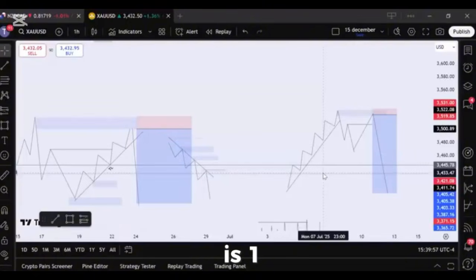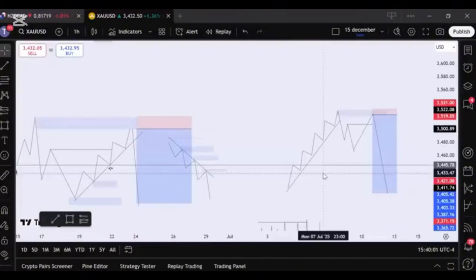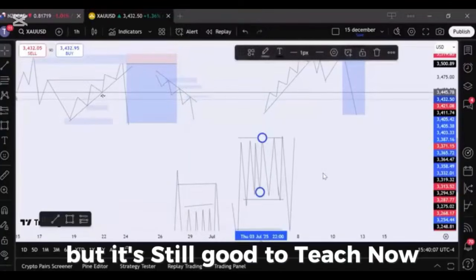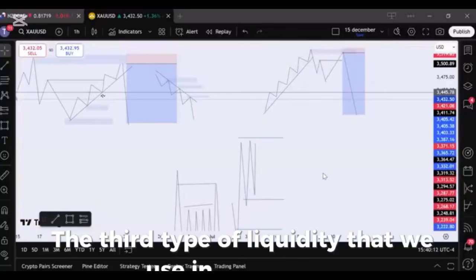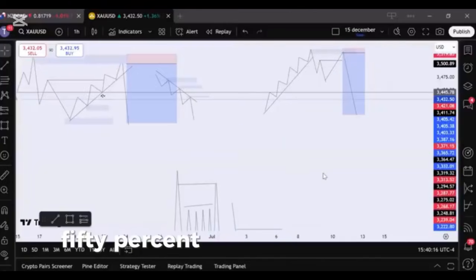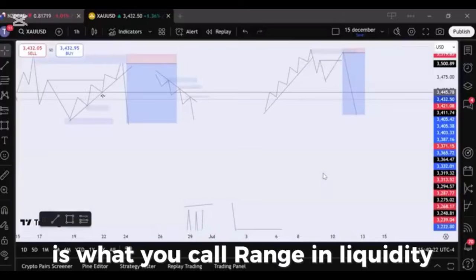So that is the second type of liquidity that we have in the market. I would say you should see it 2% of the time. I've not seen it in 2 years, like I said, but it's still good to teach. Now, after that, the third type of liquidity that we use in the market is a bit more common. You can see it 40% or 50% of the time on the chart, and it is what you call ranging liquidity.